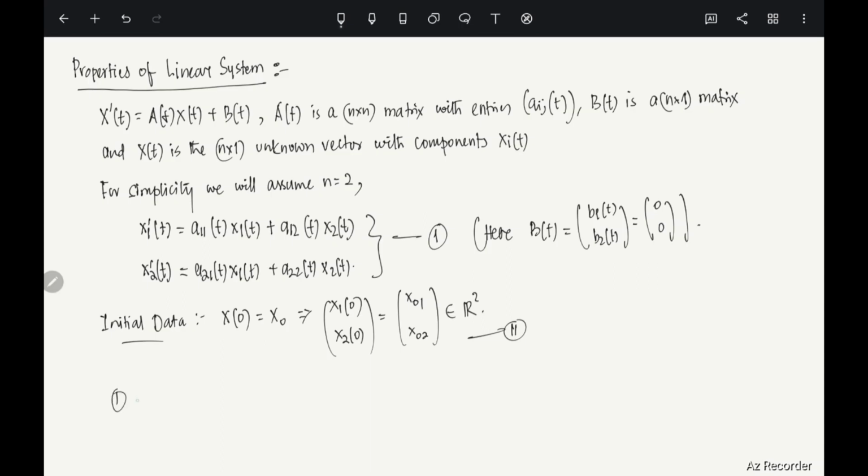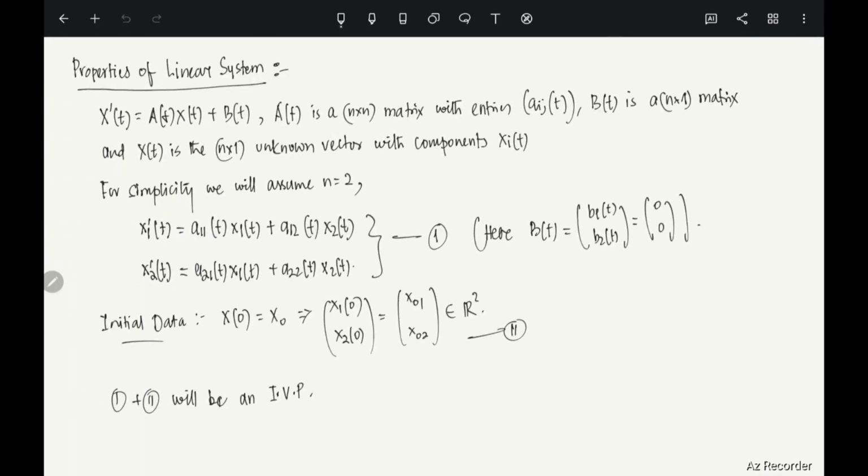So 1 plus 2 will be an initial value problem for a system. Now there are some properties which this sort of linear system satisfies. What are those properties? For now, I am not always going to write it as 1, but I am always going to write the system as star.